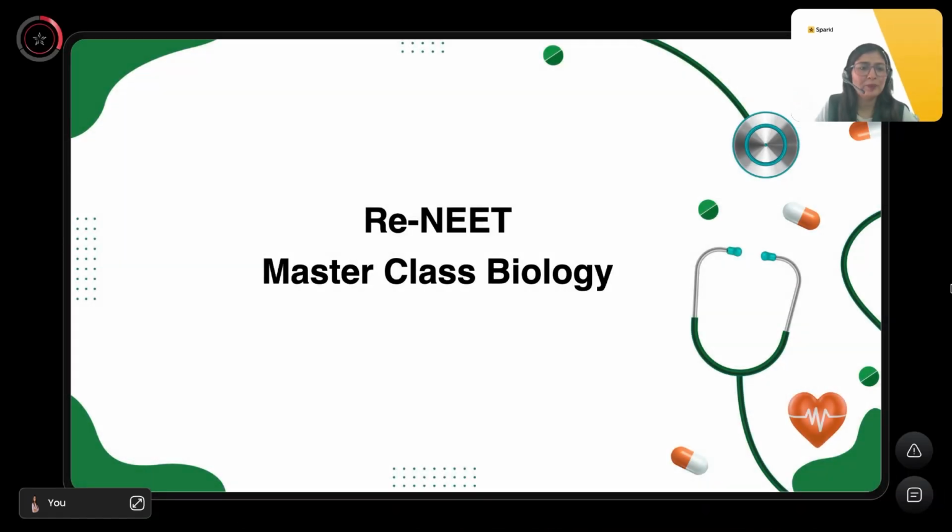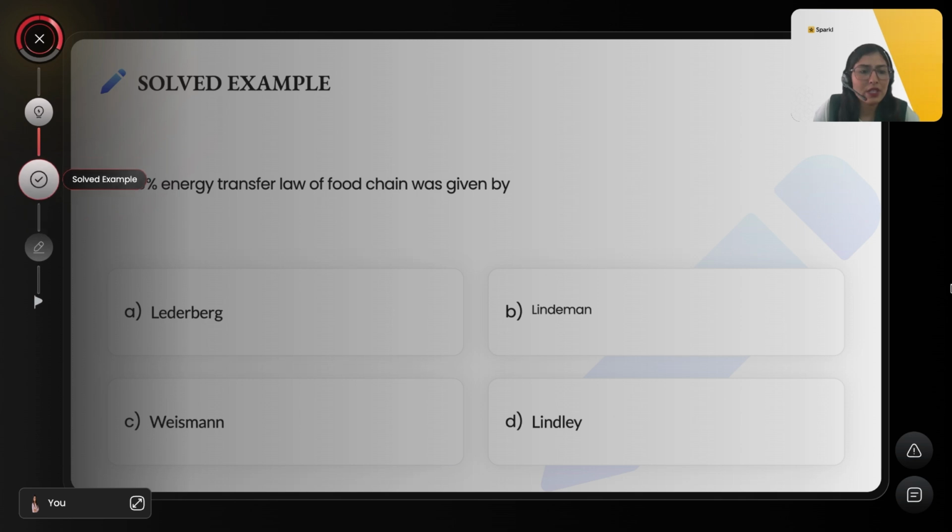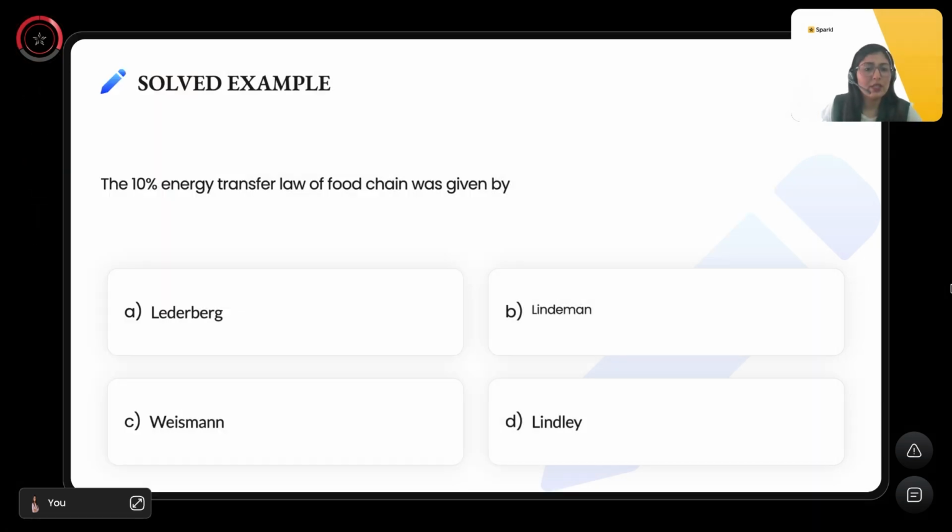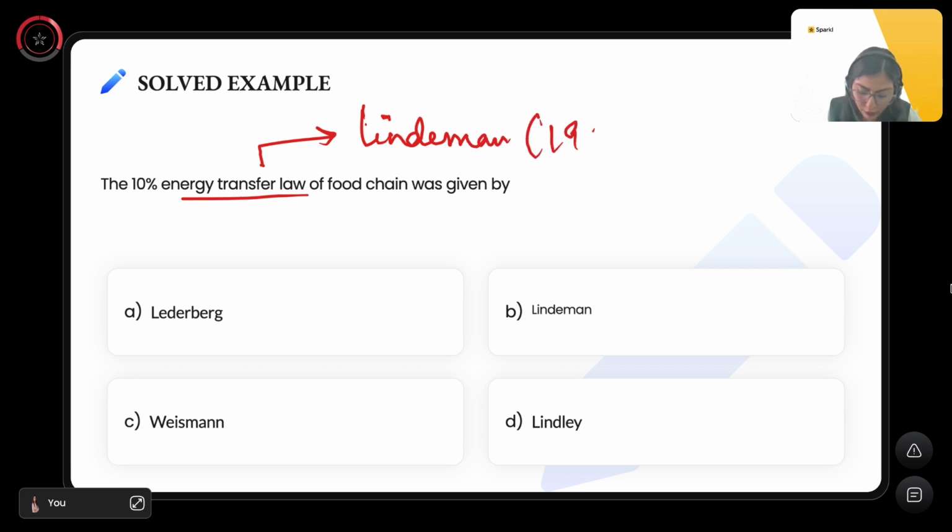Let's begin. So the first question that we will be discussing today is here on your screen. The question says the 10% energy transfer law of food chain was given by. Now beta, this 10% energy transfer law, it was first given by Lindeman in the year 1942. And what does this law state?